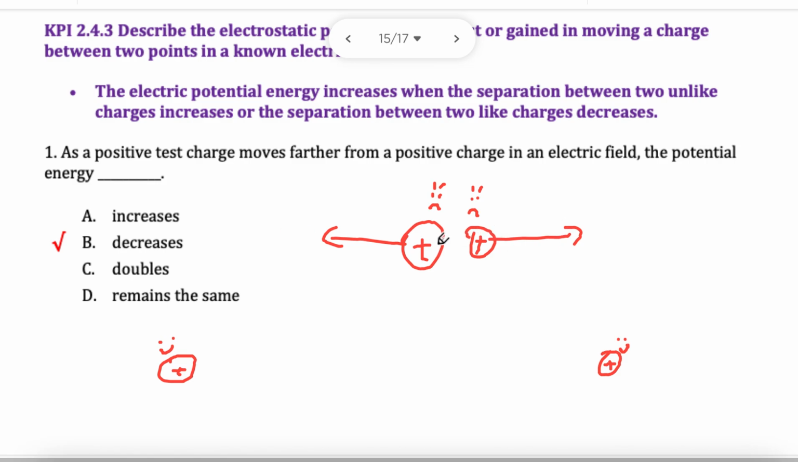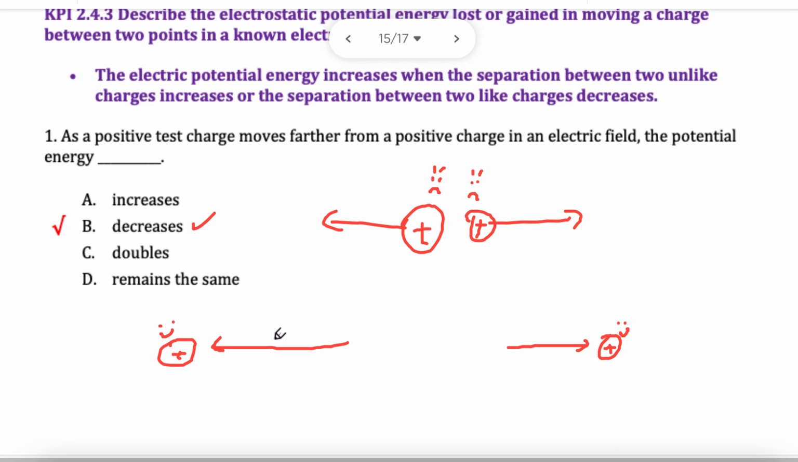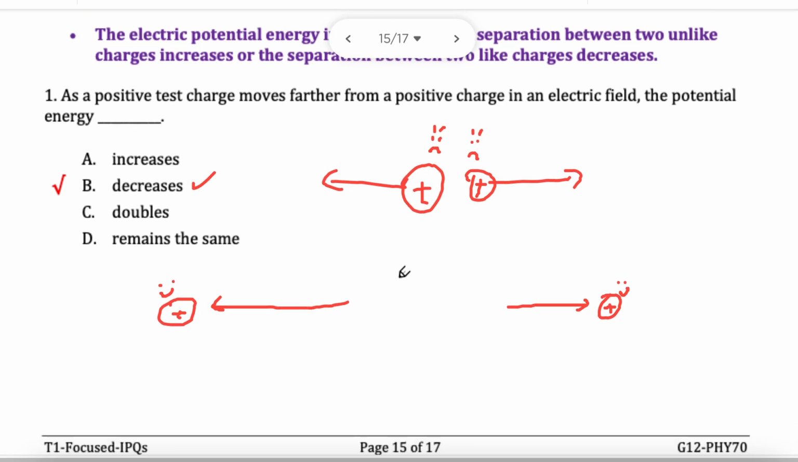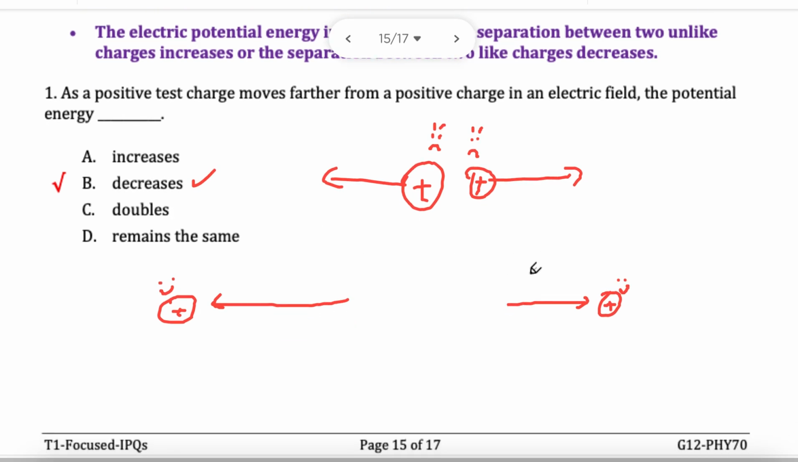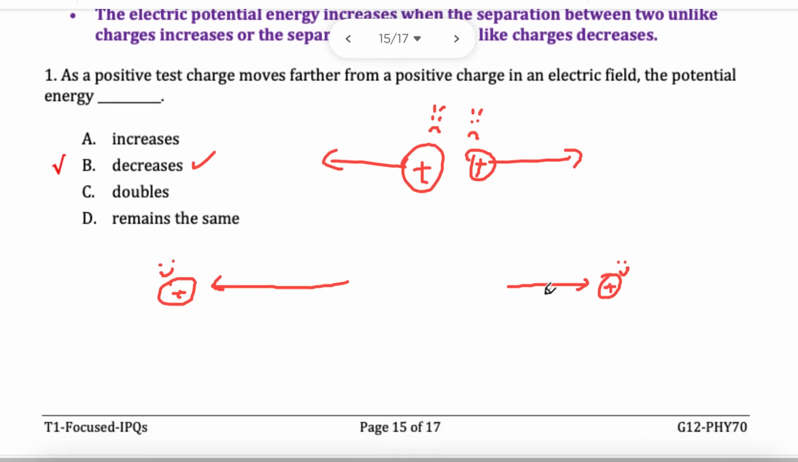Positive and a positive, as they move away from each other, their energy will decrease because they're fine. They're not next to each other. They're not repelling. The repelling force is less when they're further away. You will know that if you take two magnets and you bring them close together, the north and the north, for example. It's hard to push them together. The force is stronger. But when you leave them further away from each other, nothing happens.